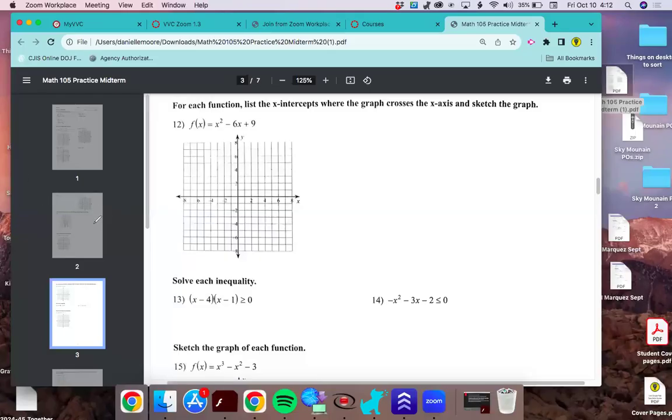Finding x-intercepts and stuff. Let's find the x-intercepts, where the graph crosses the x-axis, and then sketch it. Looking here, we're hoping that this is factorable, and it looks like it is. If not, there's the quadratic formula, but if we had this and it looks factorable, we can find two numbers that multiply to 9 and add up to negative 6. That looks like negative 3 times negative 3. Now we could say, well, I can zero this out and find out.